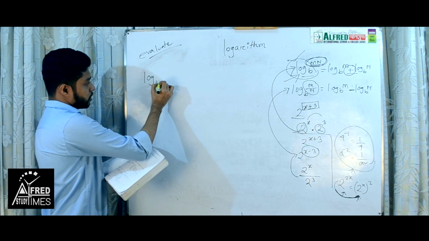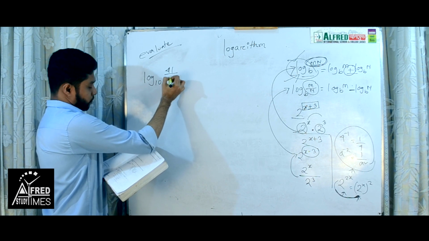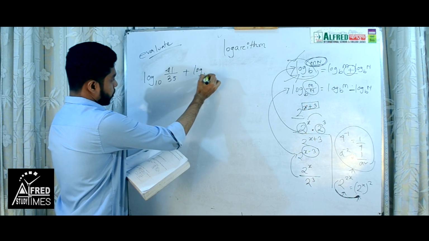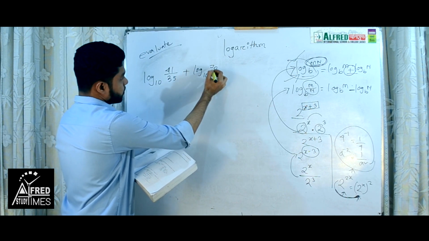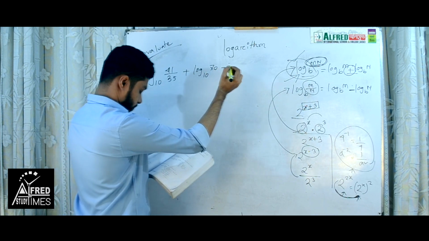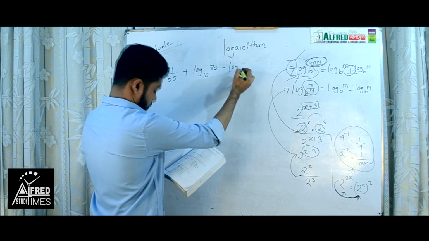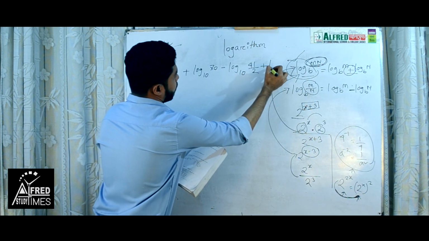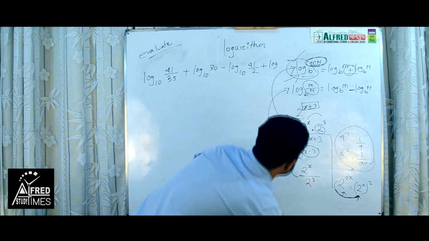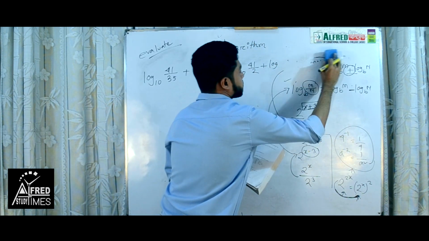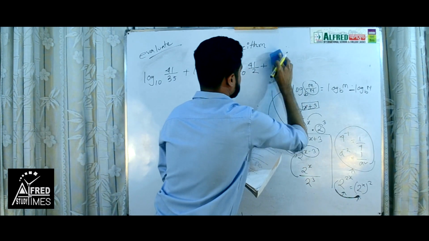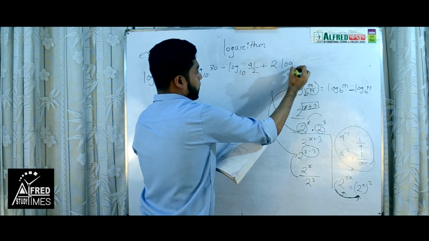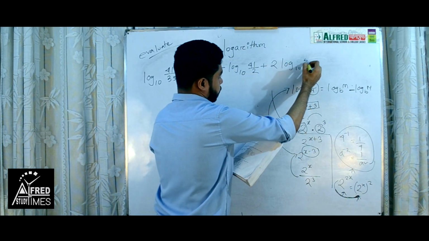log 10 35 plus log 10 70 minus log 10 14 divided 2 plus log. Okay, I have to erase it. Here is 2 log base 10 5.